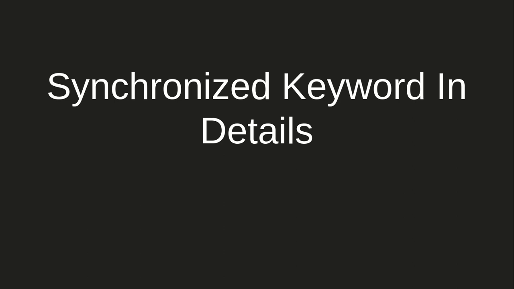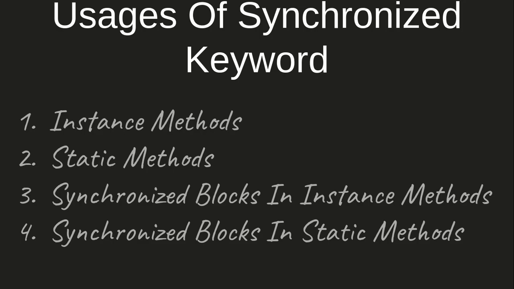In the previous lectures we have studied what a race condition is, where race conditions occur, what the critical sections of your code are, and how the synchronized keyword ensures mutually exclusive access to the critical section of your code, or the part of the code which is written inside the synchronized block. So now let us study the different kinds of usages of the synchronized keyword.